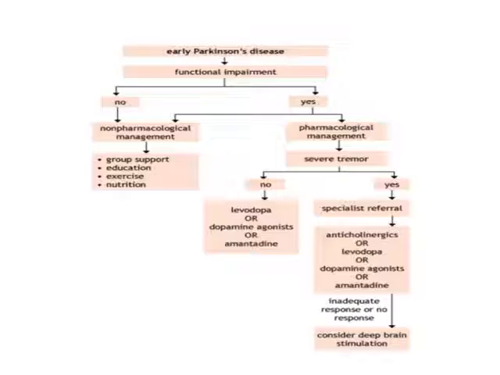Okay, if we have functional impairment, we need also the non-pharmacological treatment plus pharmacological management. Pharmacological management depends on the severity of tremors. If they are not severe, we use levodopa or dopamine agonists or amantadine, which are quite enough in such patients. Or if tremors are severe, we use anticholinergics or L-dopa or dopamine agonists or amantadine.